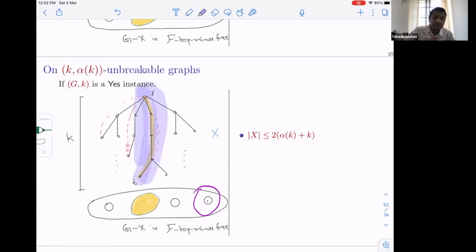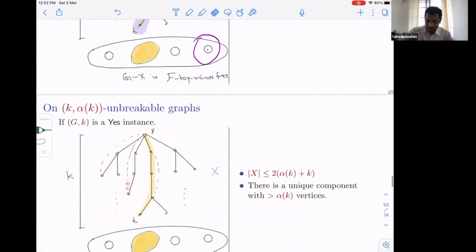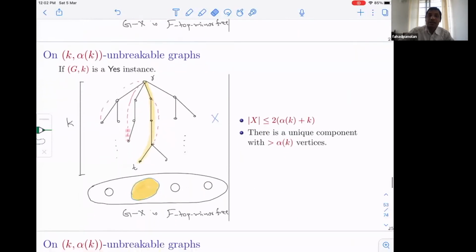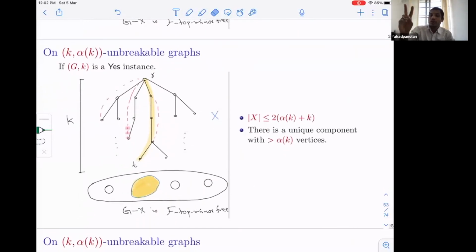This path, or this separator, is going to separate this yellow from that purple. And both the yellow and the purple are large, which will contradict unbreakability. So there can't be two large connected components. Now, can there be no large connected component? That is also not possible.